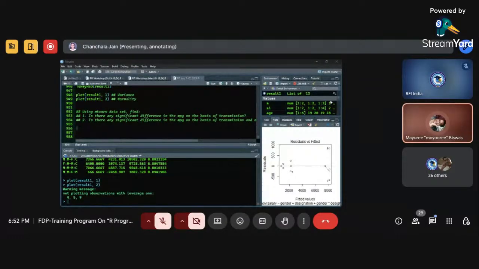Ma'am, first we need to check how many levels are there on the basis of transmission. Fine. If it is more than 2, then we'll go for ANOVA. The first one is one-way ANOVA and the second one is two-way ANOVA. Okay. What about others? Are you people understanding what I have given to you? Everyone, please say.